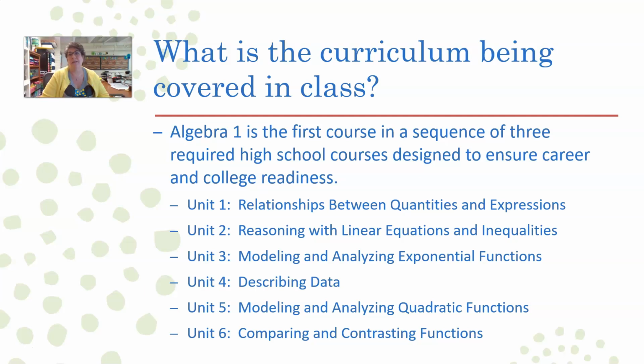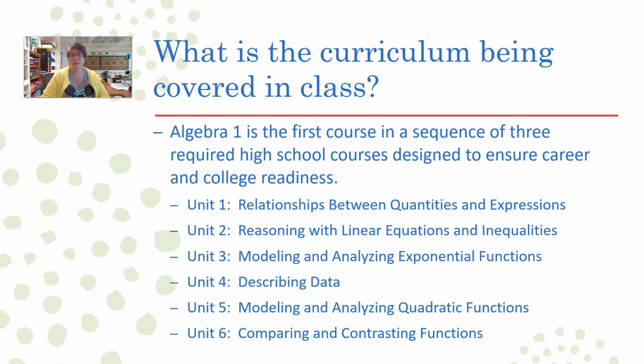So what is covered in Algebra 1? Algebra 1 is the first sequence of 3 required high school courses designed to ensure career and college readiness. The first unit is relationships between quantities and expressions. We've finished that unit. We've just started Unit 2, which is reasoning with linear equations and inequalities. Then we'll go on to modeling exponential functions.